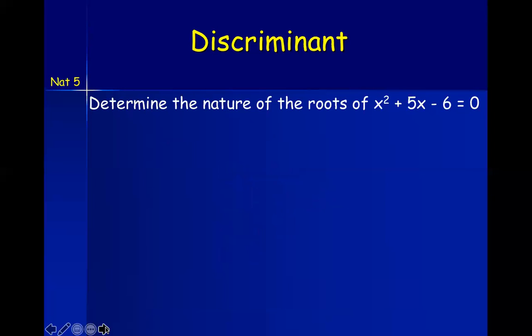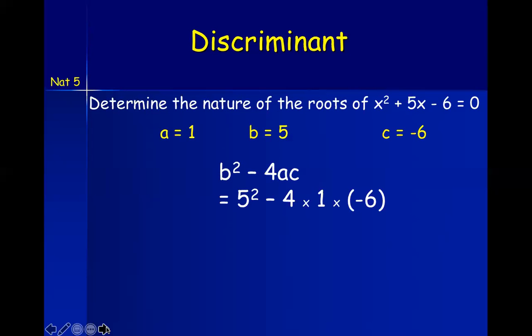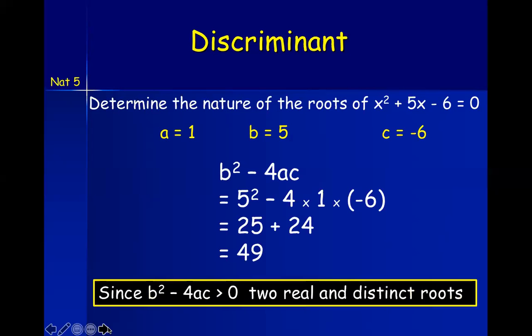So I've got another example. X squared plus 5x minus 6. So a, b, and c. This time a is 1, b is 5, and c is negative 6. So b squared is going to be 25 minus 4 times 1 times negative 6. So a negative 4 times a negative 6 will give me a positive 24. So 25 plus 24, which is 49. So here, the statement to write is, since b squared minus 4ac is positive, I've got two real distinct roots. That means your graph would cut the x-axis in two places.